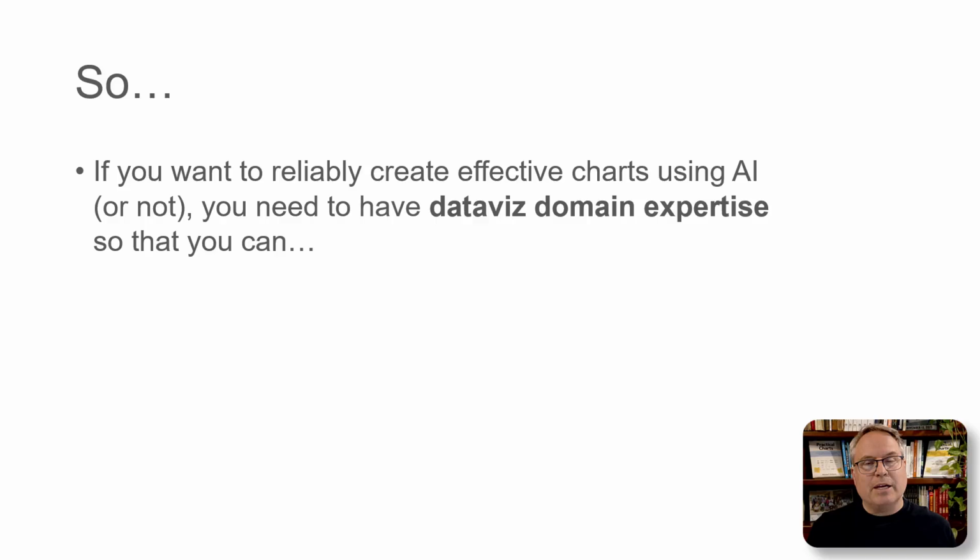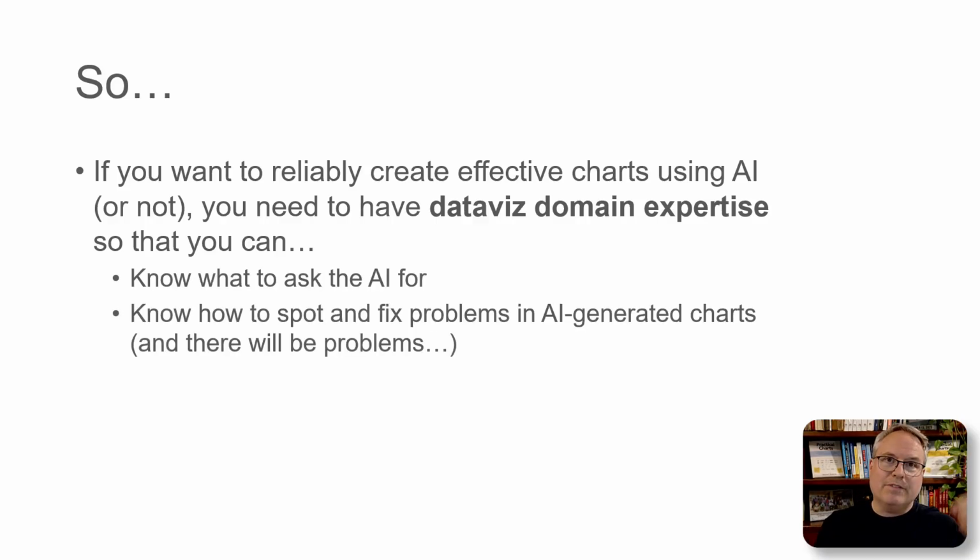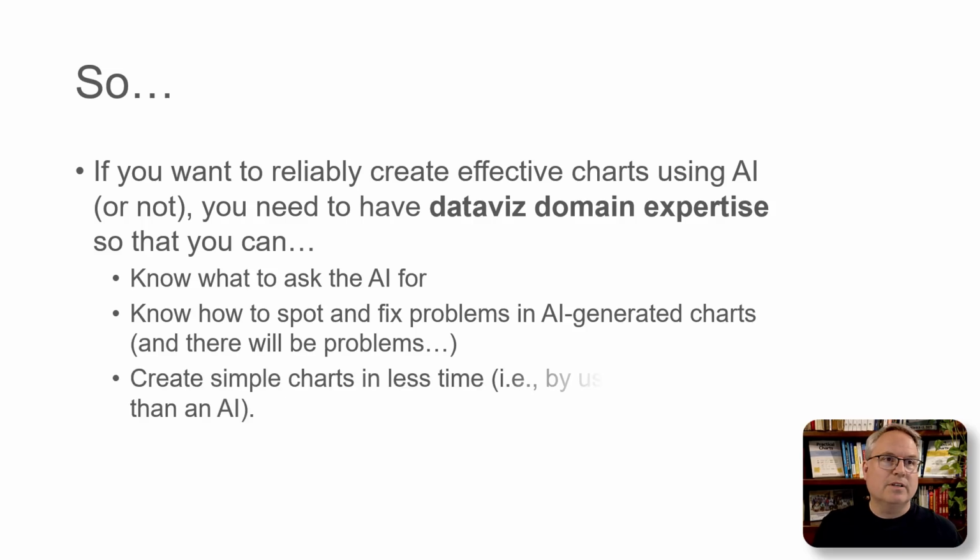So ultimately, what does this mean? Well, in my opinion anyways, based on the current state of AI technology as I record this in mid-March 2026, if you want to reliably create effective charts using AI, you just need to have data visualization domain expertise so that you know what to ask the AI for and know how to spot and fix the problems in the charts that AI gives back to you, because there will be problems. In all the examples that I showed, there were problems that I noticed that I had to fix, and I wouldn't be able to do that if I didn't have the expertise.